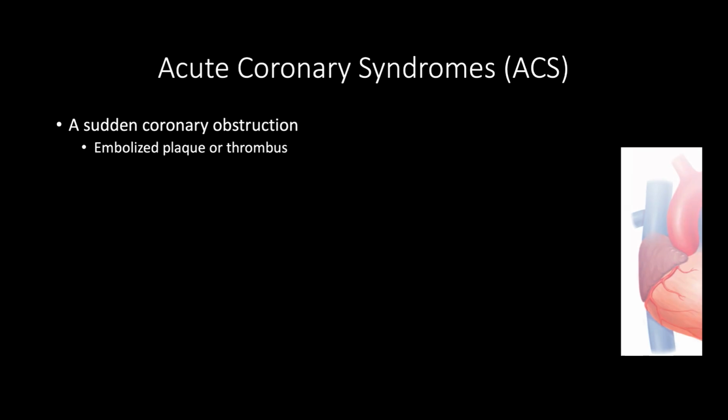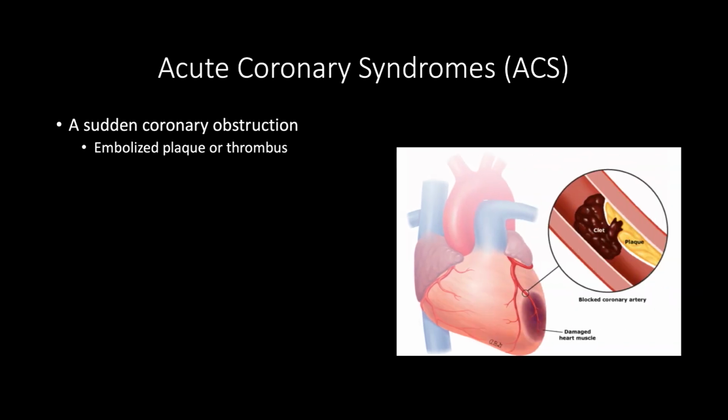Acute coronary syndrome. So this is when coronary artery disease hits the end of the road and it gets really bad, and you have an acute situation where, as shown in the picture, you've got a clot that's stuck right there on that plaque, and you've got complete and total occlusion.